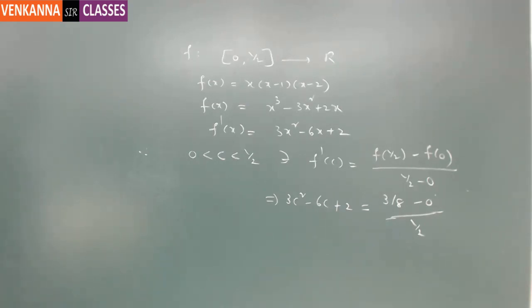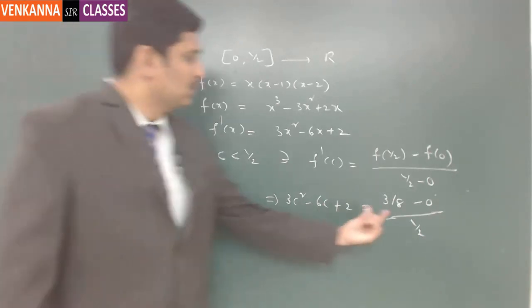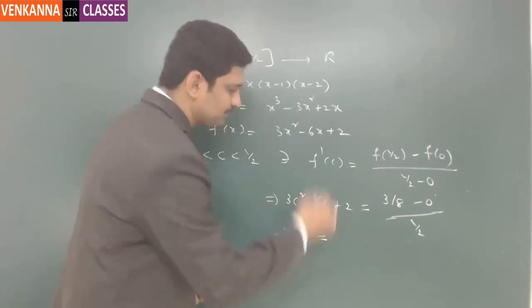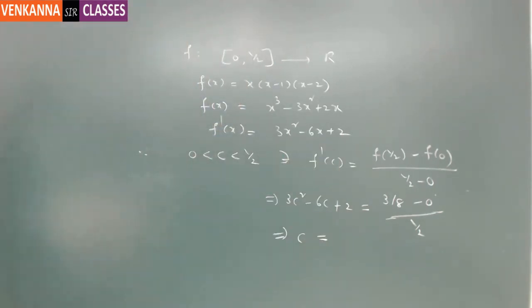Right. So, you simplify the polynomial and give me the value of C. Please do that on your part. Then we discuss the possibility of C. So, is C equal to 3 by 4?